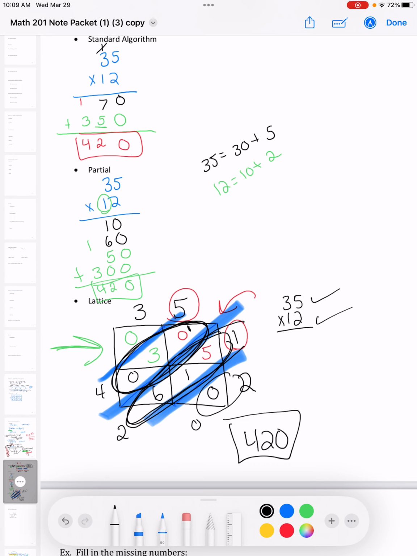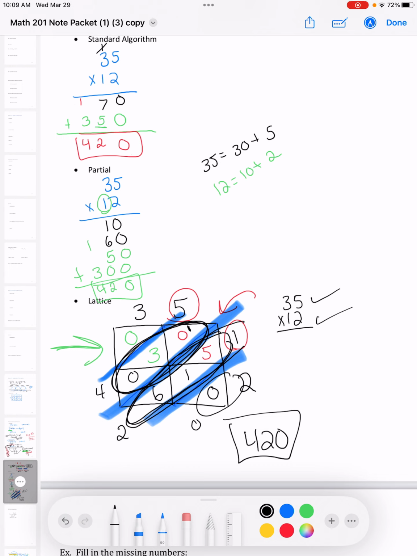Feel free to rewatch that as much as you want to. You also can go to YouTube and type in lattice multiplication, and you'll get tons of different hits for this that give you more examples. So there's plenty of those out there. There are actually other multiplication techniques as well. These just are the 3 most commonly used right now.